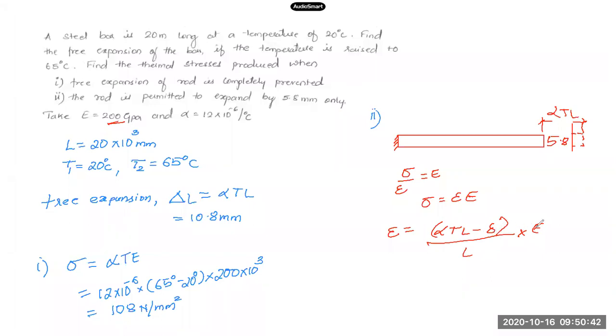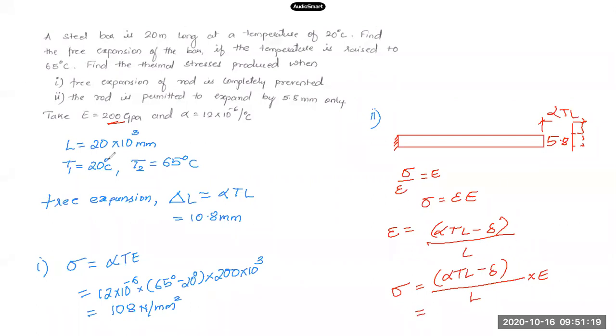This E, if I multiply, it will give me stress here. If it is a case of strain, I don't have to multiply this, so this is a strain. This strain multiplied by E, Young's modulus, should give me the stress. Or stress will be equal to alpha T into L minus delta, where the delta I'm talking about here is 5.8, upon L, into E. So this will be stress.